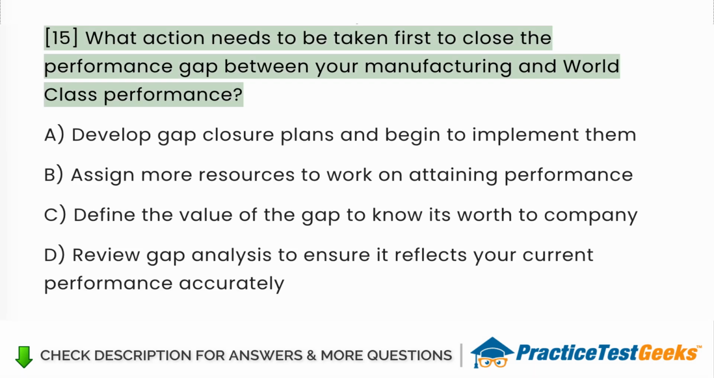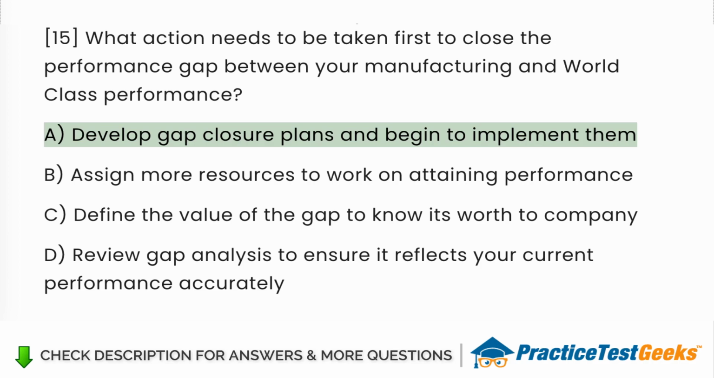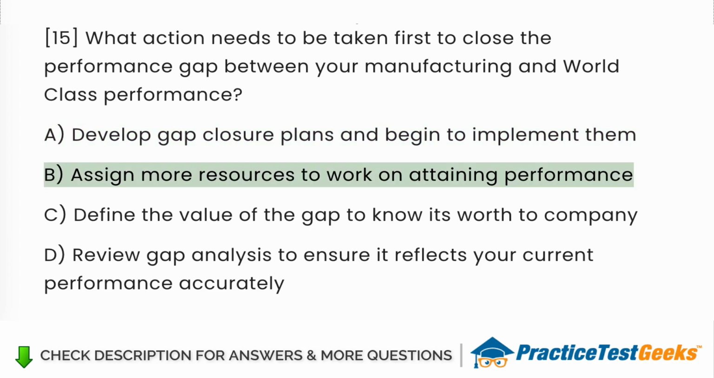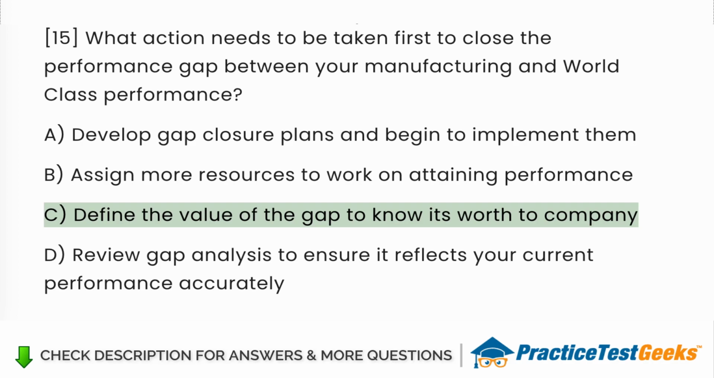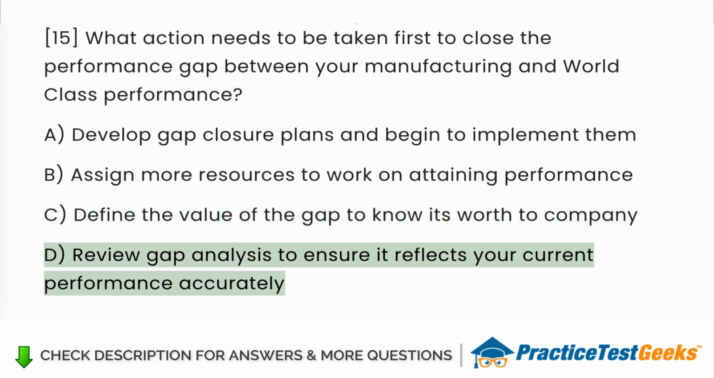What action needs to be taken first to close the performance gap between your manufacturing and world-class performance? A. Develop gap closure plans and begin to implement them. B. Assign more resources to work on attaining performance. C. Define the value of the gap to know its worth to the company. D. Review gap analysis to ensure it reflects your current performance accurately.